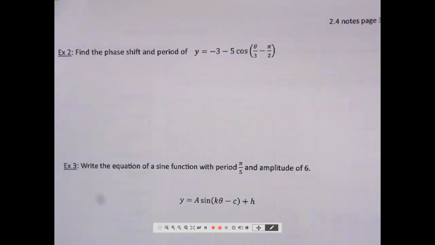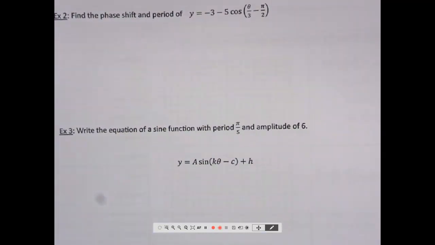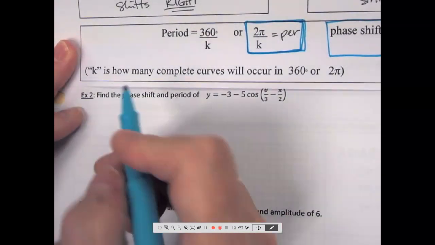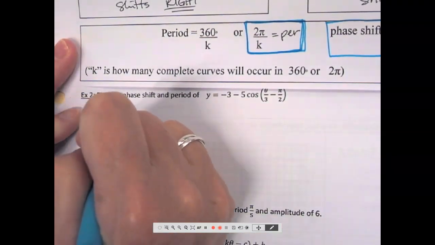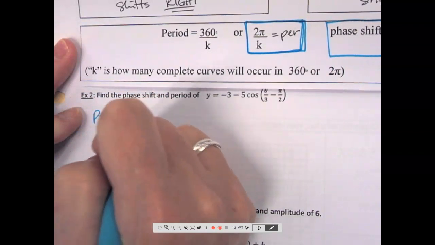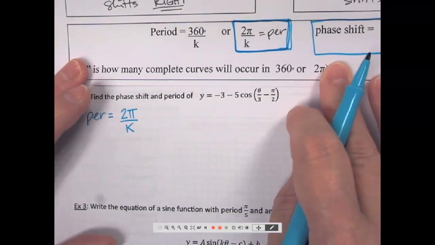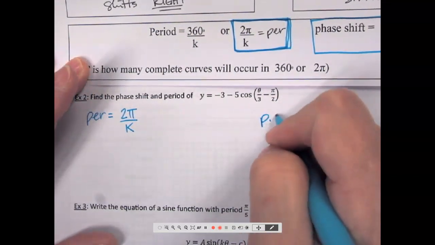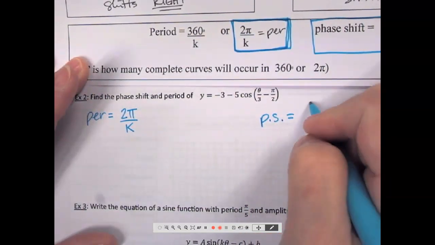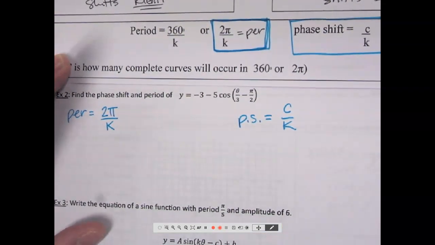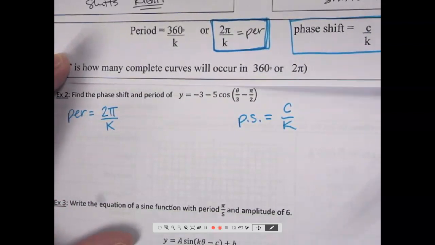Alright, just a few more here. Alright, find the phase shift and period. Okay, first thing I'm going to do is write down my little formulas here from my little sheet. So I'm going to write down period equals 2 pi over k. Phase shift, I'm going to use just PS for that, equals C over k. So we'll treat those as formulas.